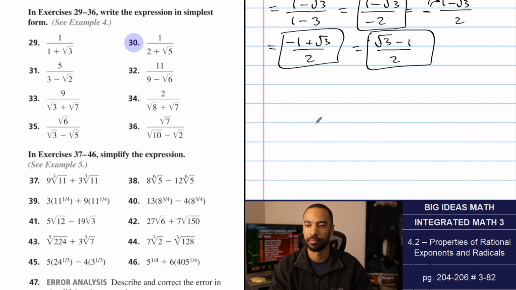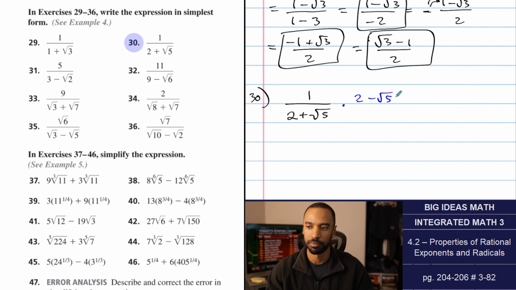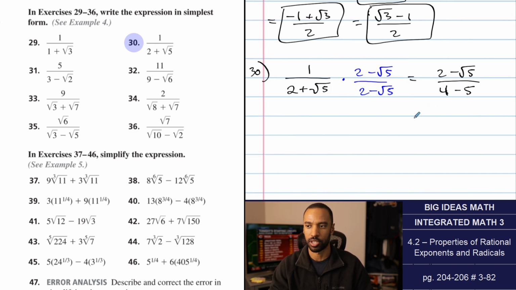Number 30, we have 1 over 2 plus root 5. And now we got to multiply top and bottom by its conjugate. In this case, it's 2 minus root 5. More of the same. This becomes, we distribute the top, that's 2 minus root 5. And on the bottom, we're going to do a squared minus b squared. That's the difference of two squares. That's why we multiplied by its conjugate.